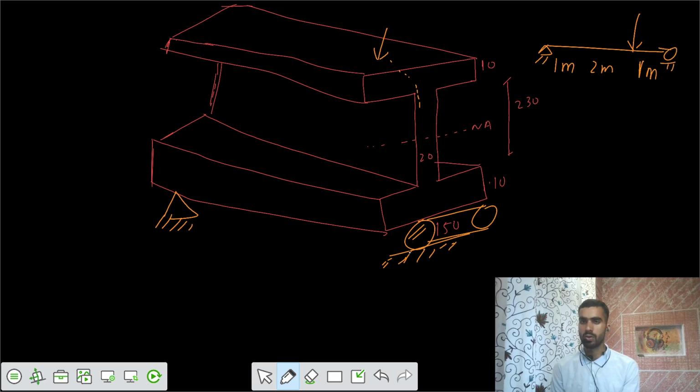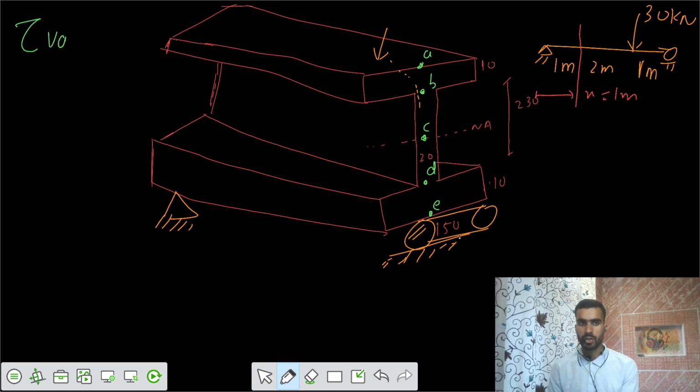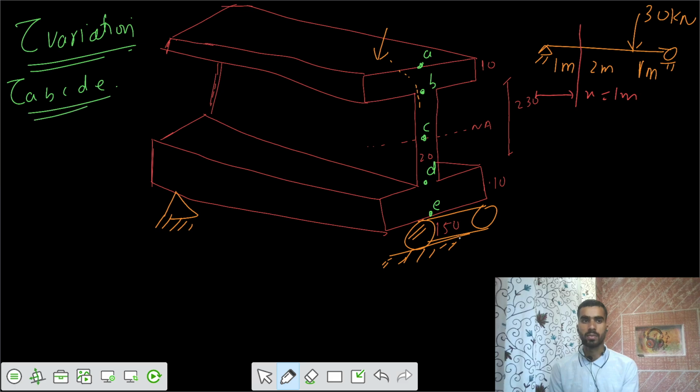A load of 30 kilonewton. Now our worried cross section is that at some x value equals to 1 meter, there are some points on the cross section. Let's call them point A, point B, point C at the neutral axis, point D, and point E. You need to say what the stresses or shear stress variation along that cross section is. You need to calculate tau A, tau B, tau C, tau D, tau E. So you need to solve those values.